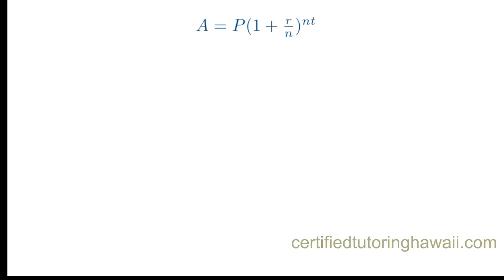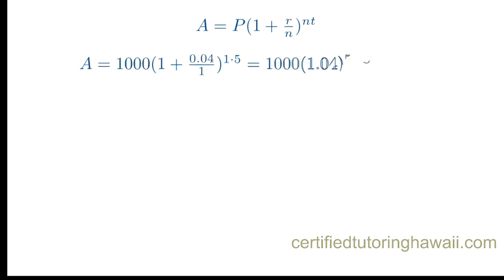Let's work through an example. Suppose you invest $1,000 at an annual interest rate of 4%, compounded annually for 5 years. Here, P is 1,000, R is 0.04, and N is 1 for annually. Plugging these values in, we get A equals 1,000 times 1.04 to the power of 5. This simplifies to approximately $1,216.65. The 1.04 shows our annual growth factor.